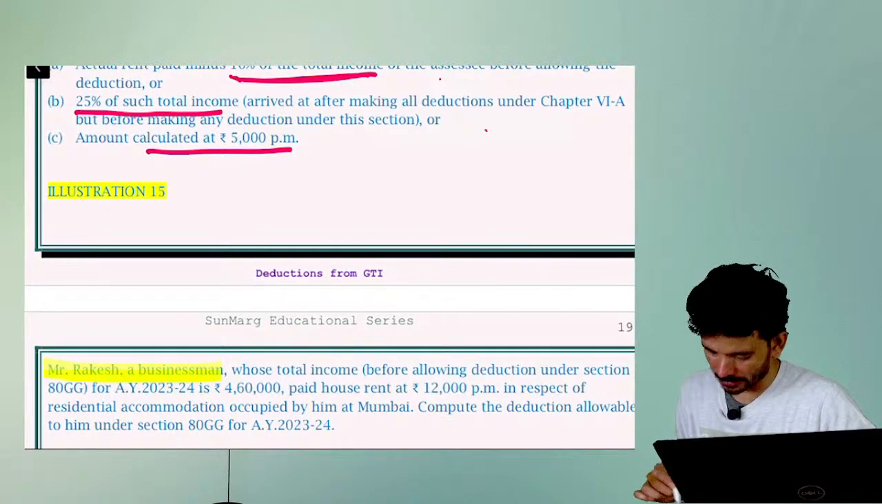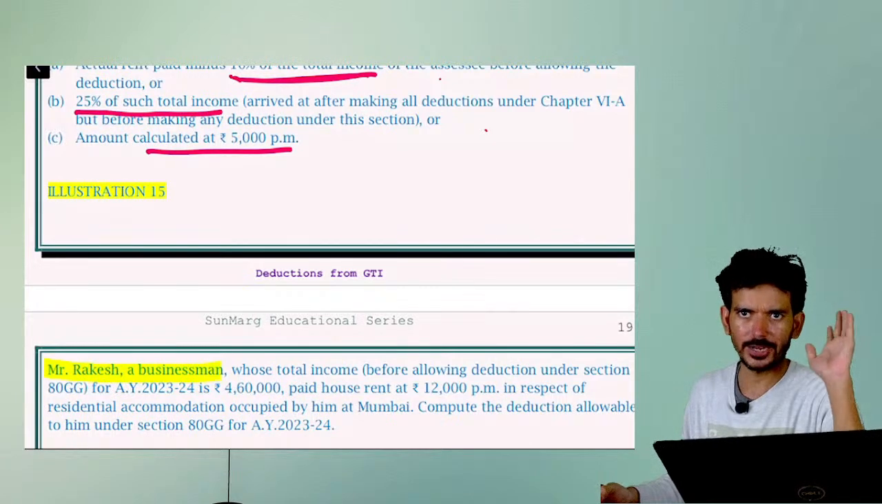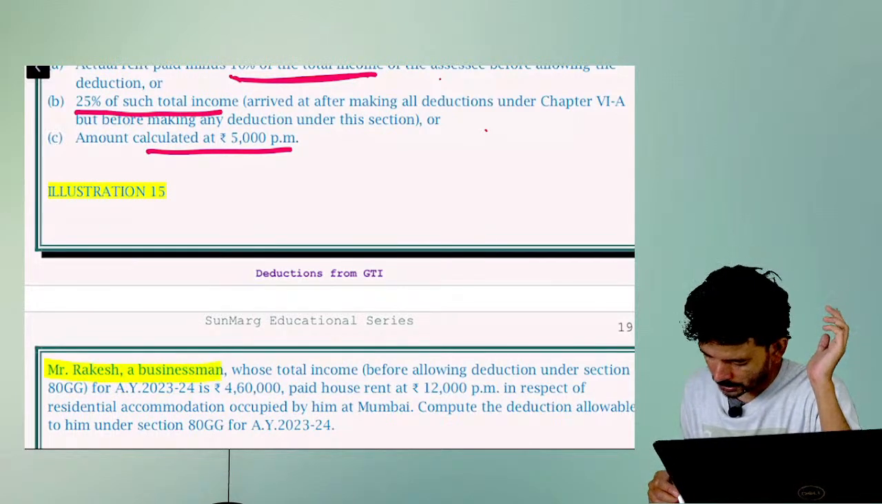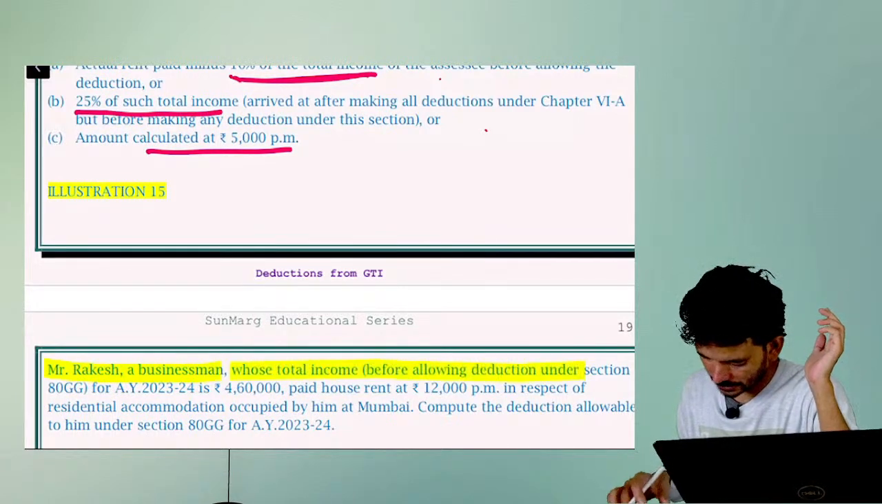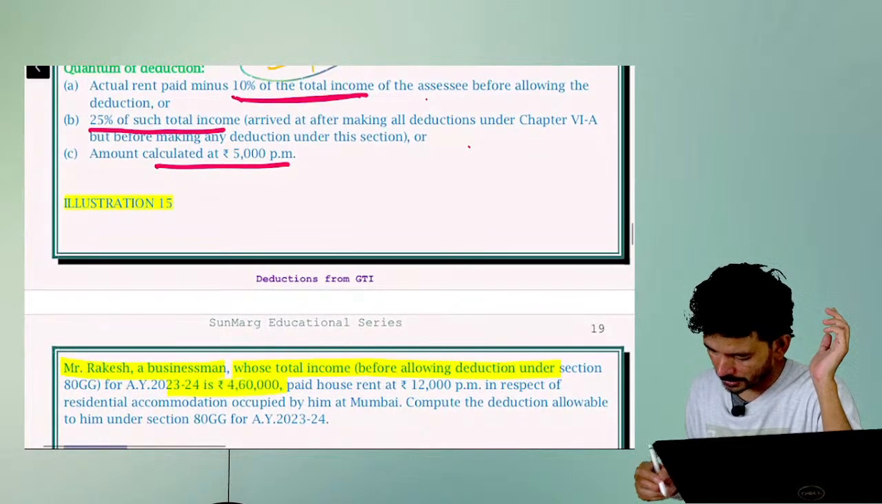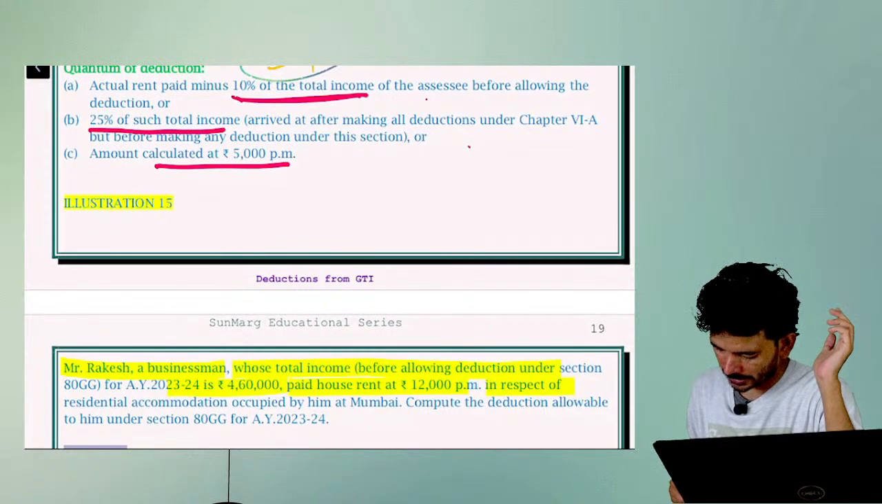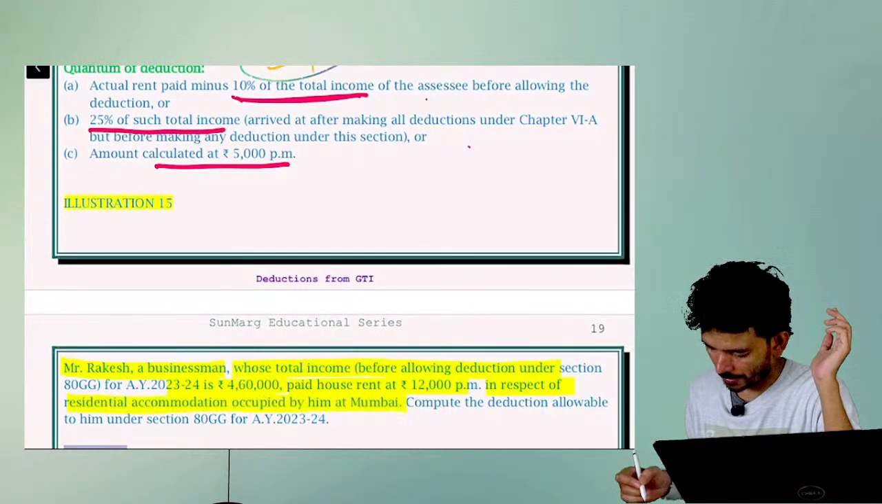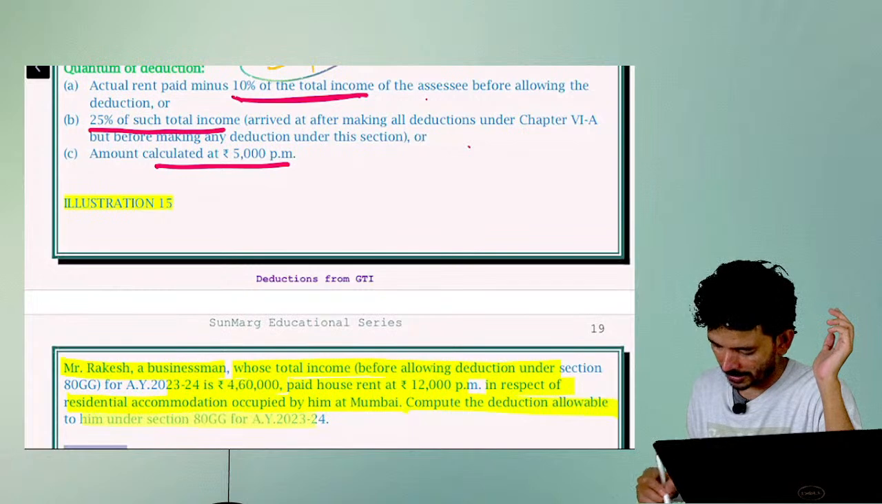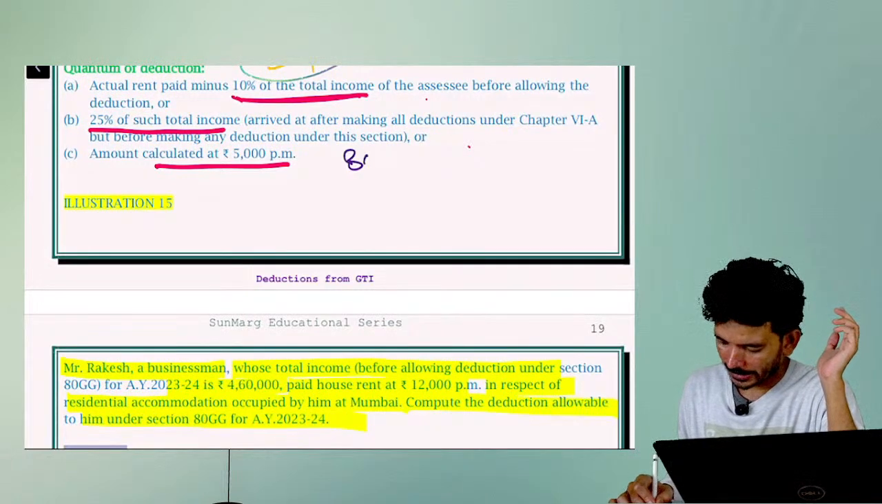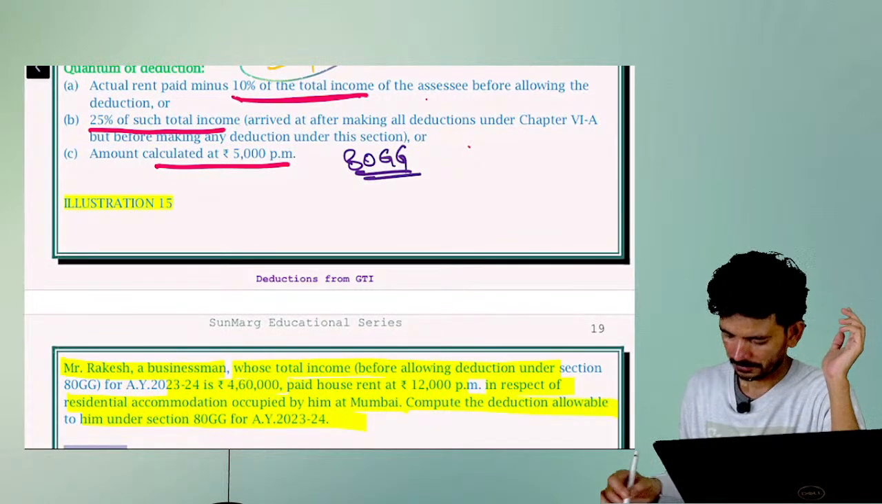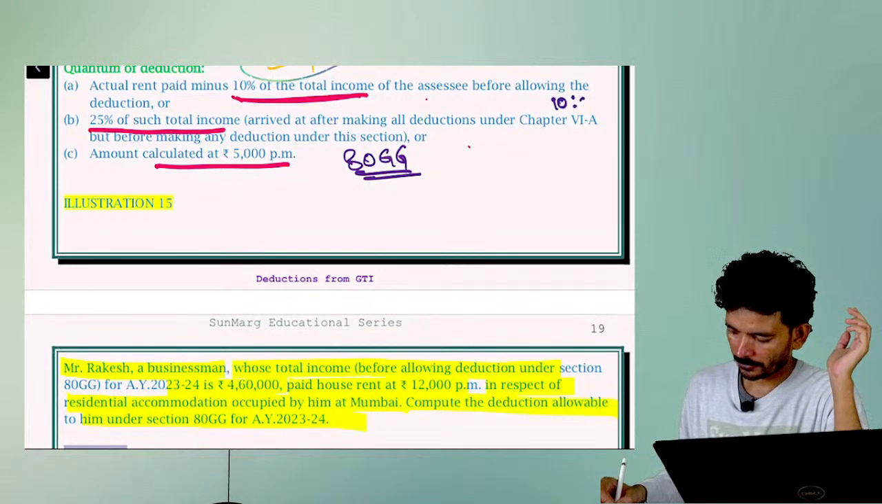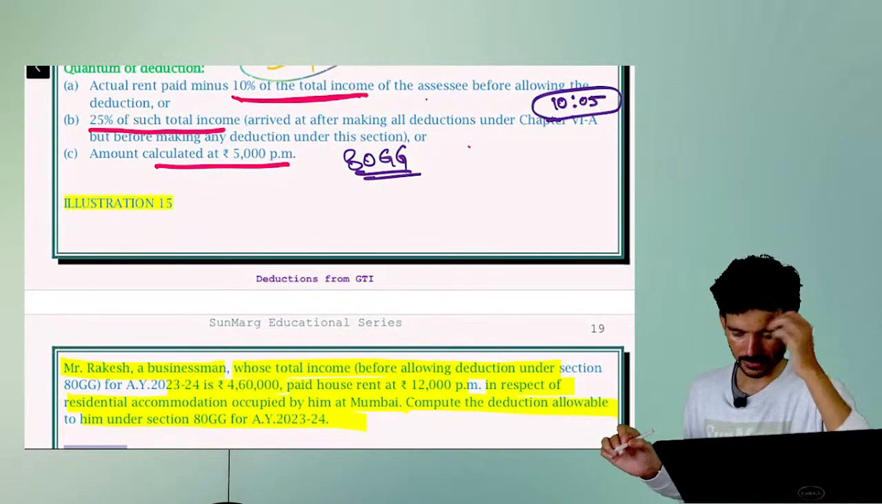Mr. Rakesh, a businessman. Businessman means he is not working anywhere, so HRA is not eligible. His total income before allowing the deduction under section 80GG is 4,60,000. He paid house rent at 12% per annum in respect of residential accommodation occupied by him at Mumbai. Compute the deduction allowable under section 80GG. I'll give 2 minutes. Let's see how many of you can solve it. I'll expect the answer on this 80GG by 10:05.